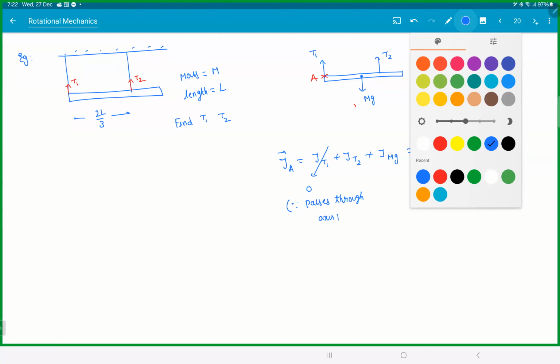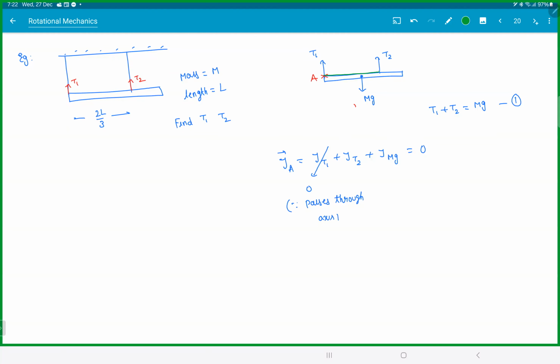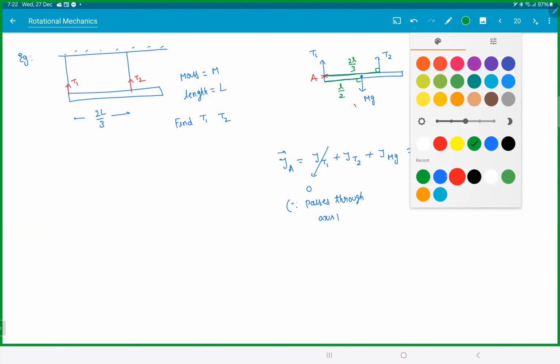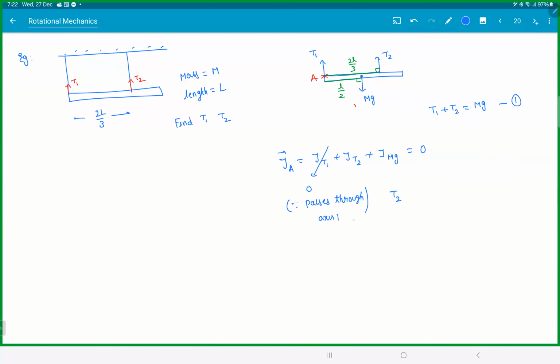T2 ka torque will be, so if you look at this thing, T2, this is the perpendicular distance 2L by 3. For mg, this is the perpendicular distance L by 2. So torque will be T2 into perpendicular distance 2L by 3. Direction, if you see T2 is rotating upwards, so that is plus k cap. mg, perpendicular distance is L by 2. Direction minus k cap is equal to 0.